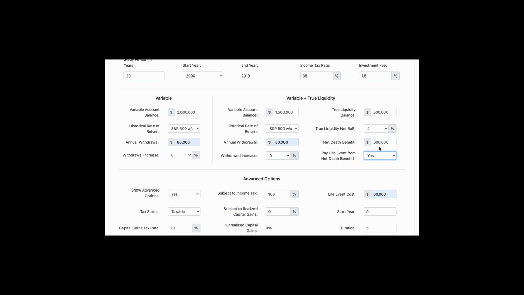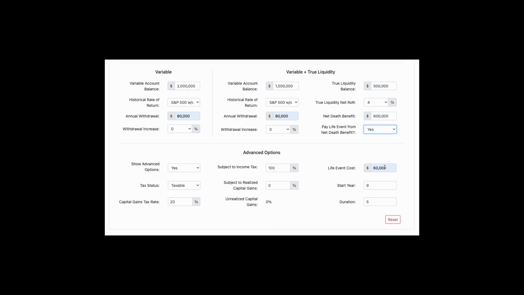a couple things could happen. We could actually put that $600,000 at the end of that person's life and have a legacy fund for their children or grandchildren, or in the case of a terminal illness or going into an assisted living center, part of that death benefit can be accelerated to pay for that $60,000.